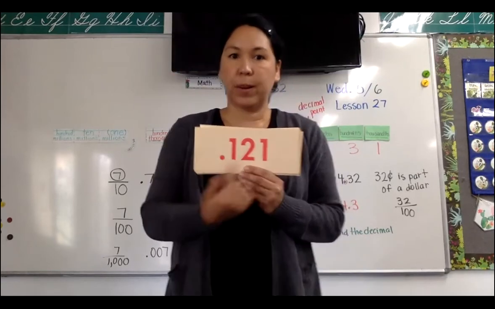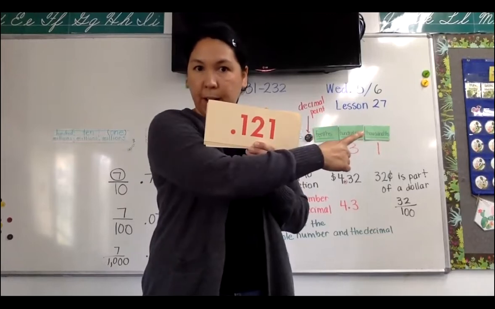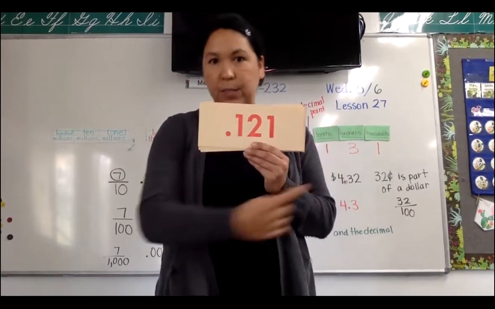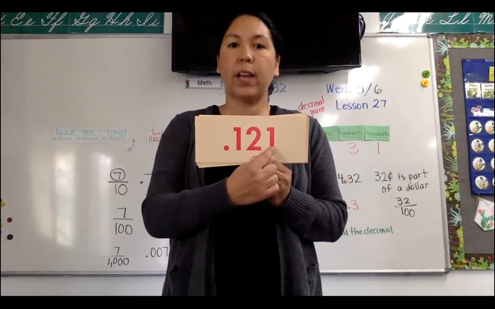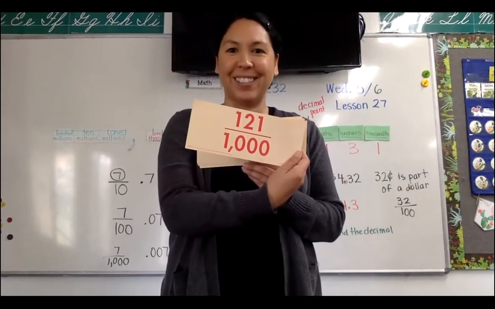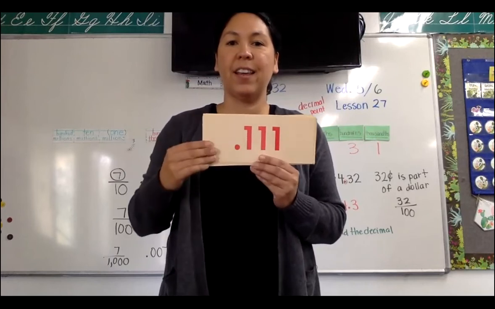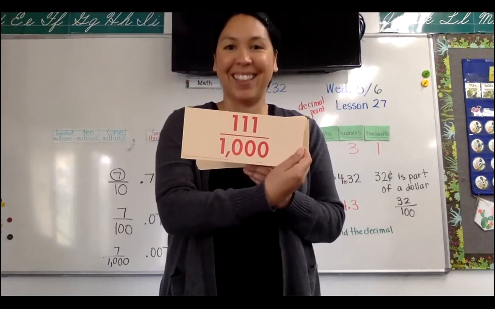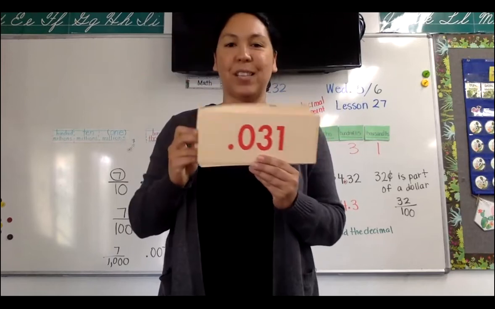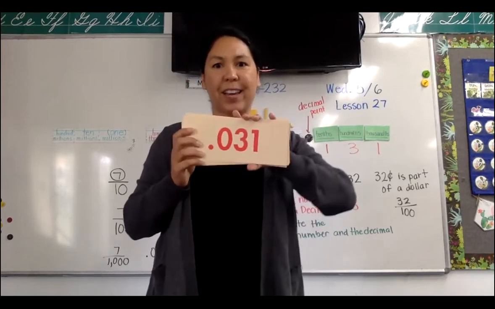Okay, let's do another one. Three numbers, so we're gonna say the same as that, except we're gonna put thousandths. Okay, ready? 121 thousandths. Good job. Ooh. 111 thousandths. 111 thousandths. Ooh, this is tricky.